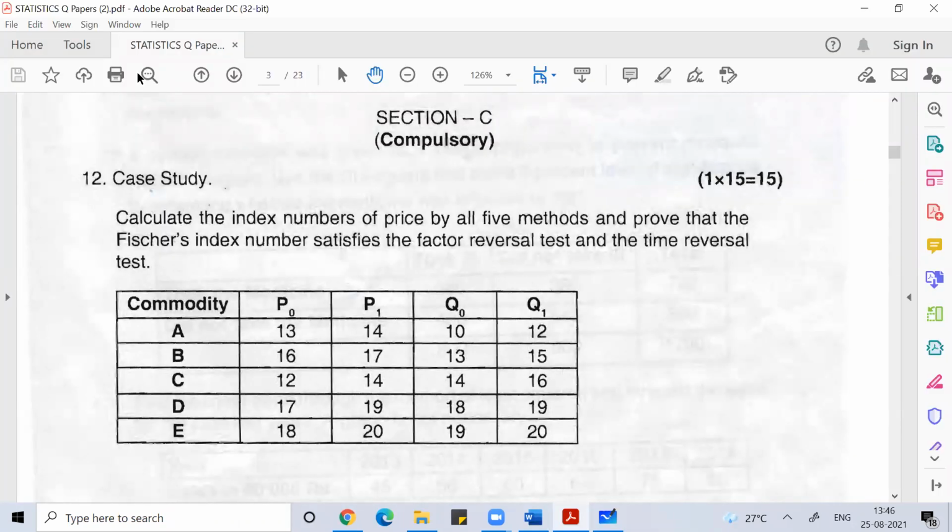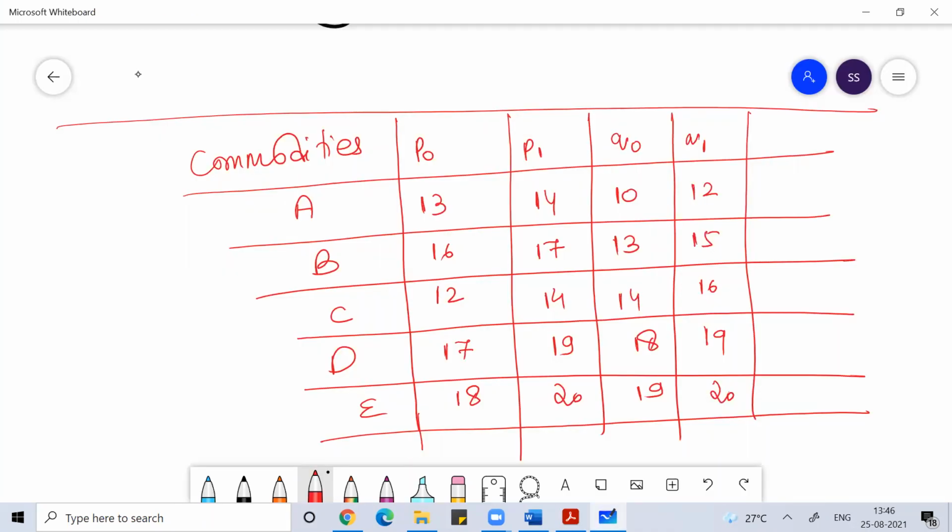So I calculate the index number of price by all the 5 methods. Which methods are they basically talking about here? Laspeyres, Paasche, Dorbish-Bowley, Marshall-Edgeworth, Fisher ideal index. You have other methods also, like the Kelley method and the price relative method. We can follow those methods too, or you can simply calculate it by these methods: Laspeyres, Paasche, Dorbish-Bowley, Fisher, or Marshall-Edgeworth.